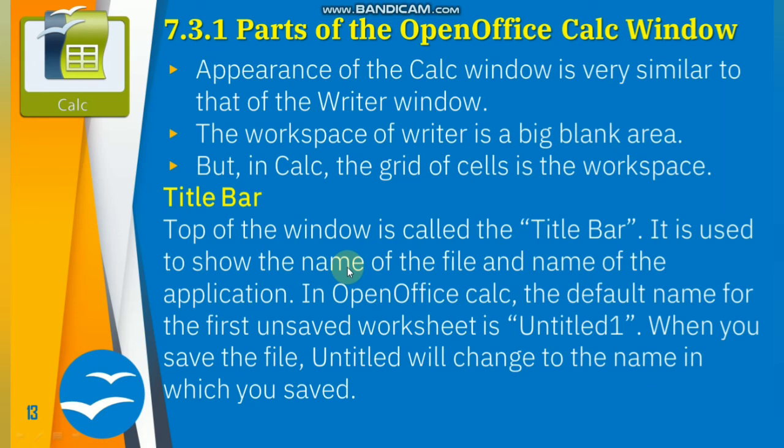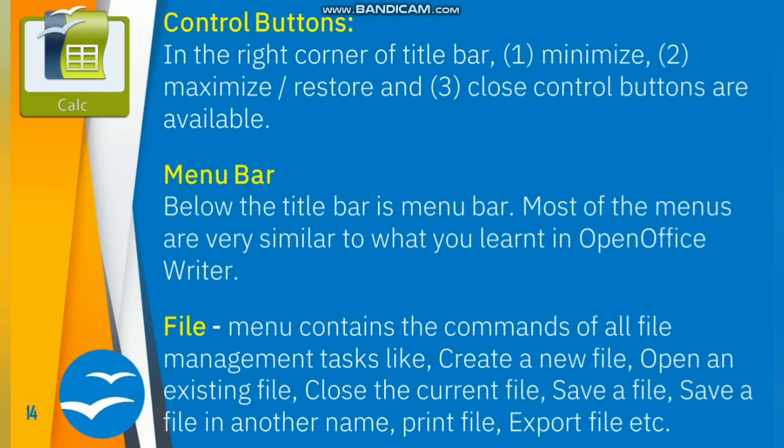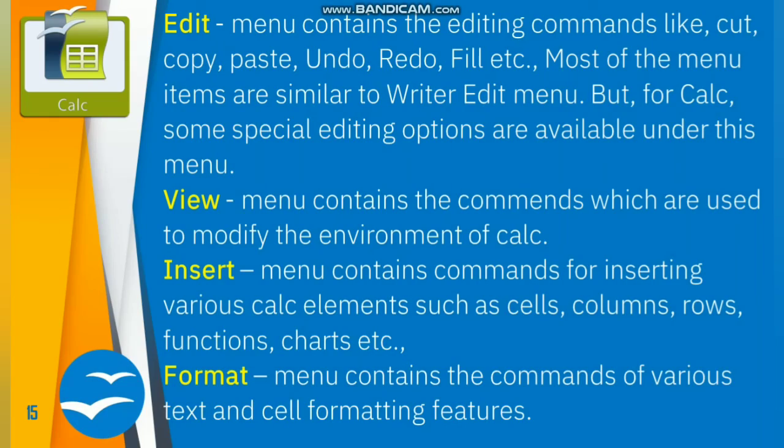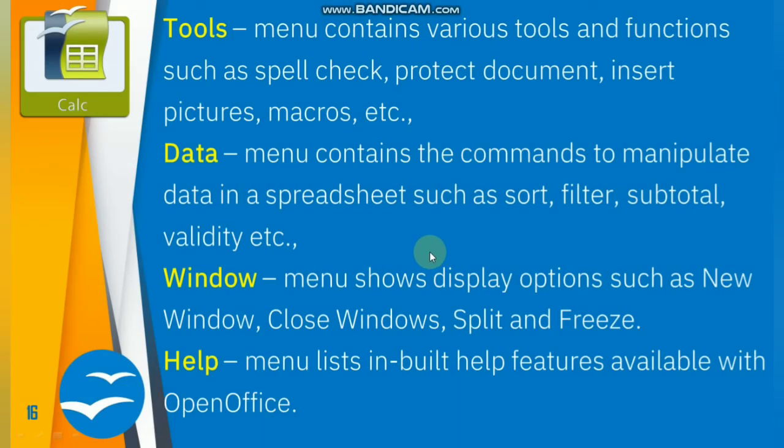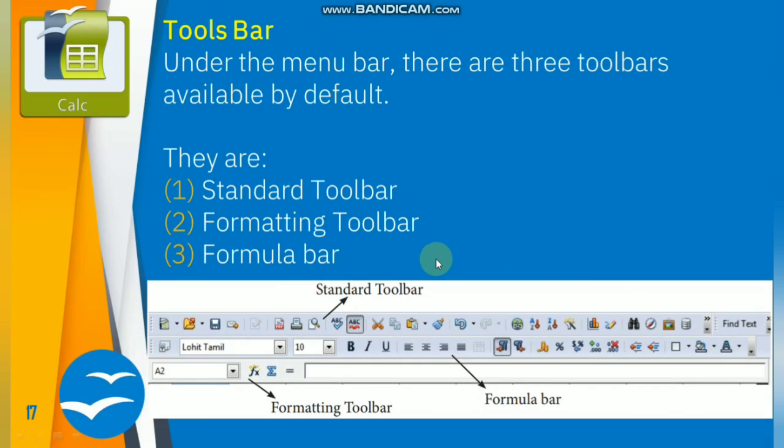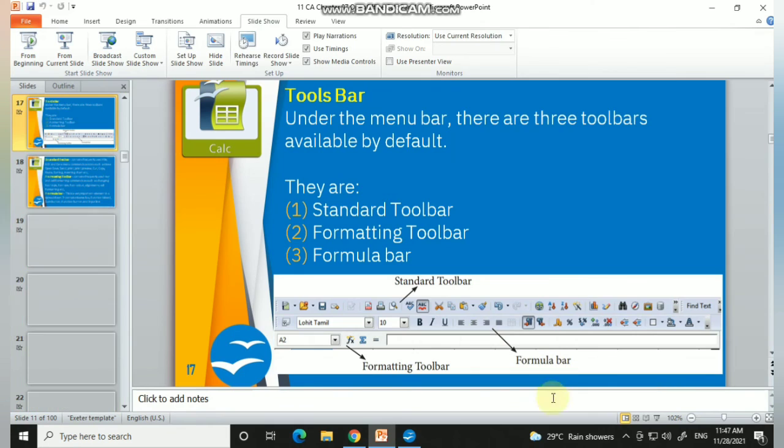So the parts of the OpenOffice window regarding title bar, menu bar, control buttons, and inside the file menu, what are the things you have, inside the view menu, what are the things you have, what are the commands you have, like this the lesson continues. Until now we will stop here, and the rest of the things will continue in the next class.